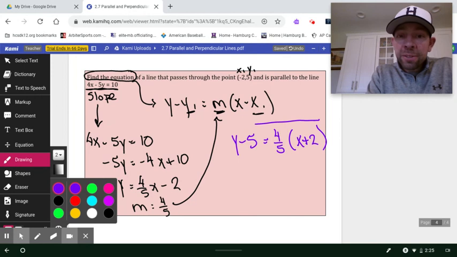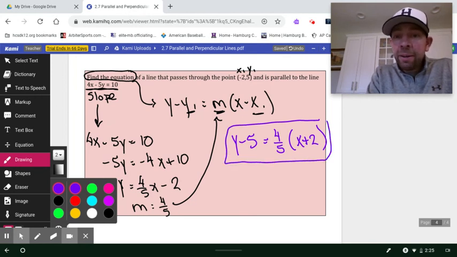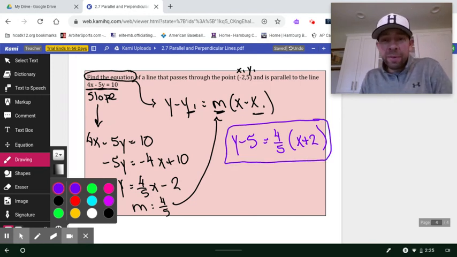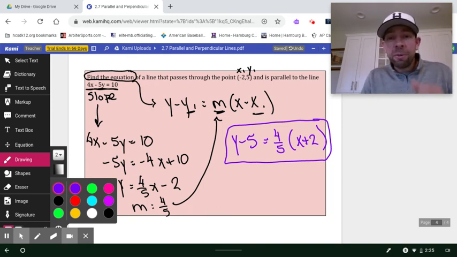Now for me, this is totally acceptable. I could stop right there. Depending, just be careful with the directions. They may ask you to clean that up a little bit and express it in slope-intercept form or standard form. In that case, we'd have to distribute the 4/5 and wrestle with those fractions a little bit. But I'll tell you what, I think we're feeling pretty good, and no matter what they throw at you, you're going to be ready for it.